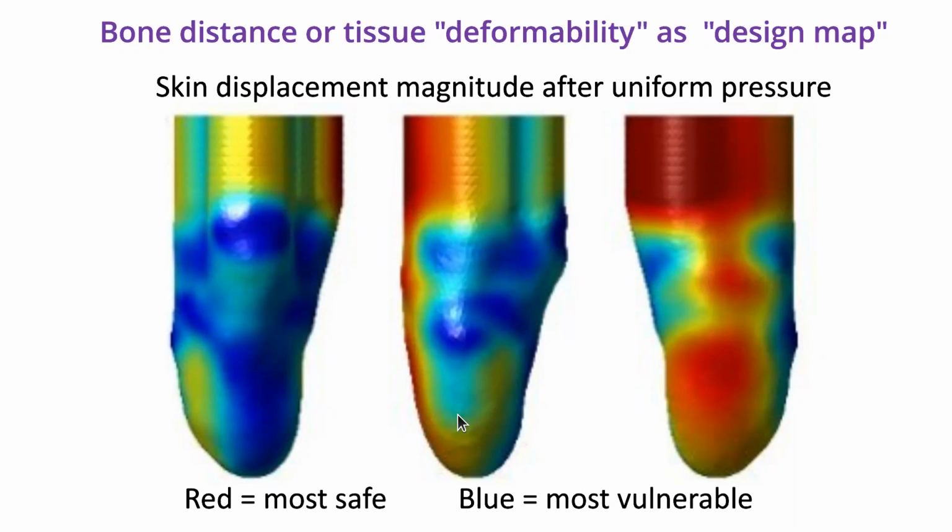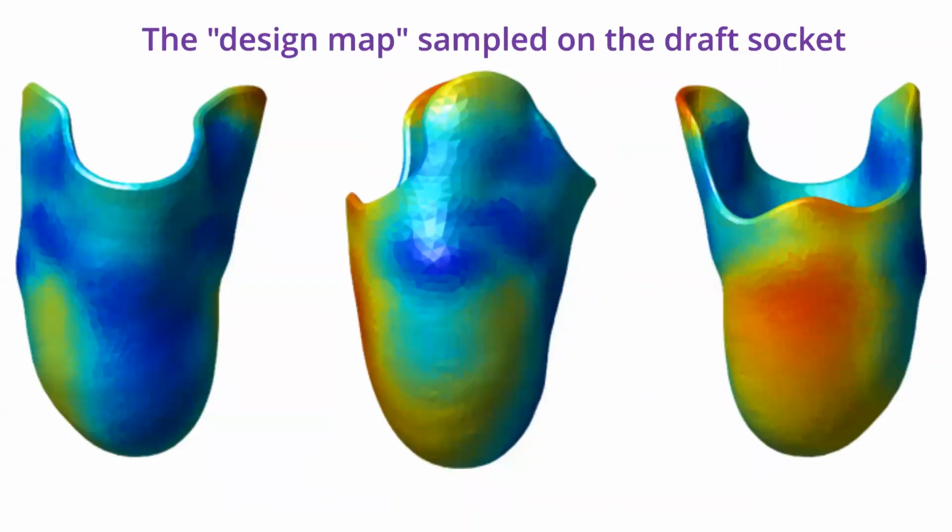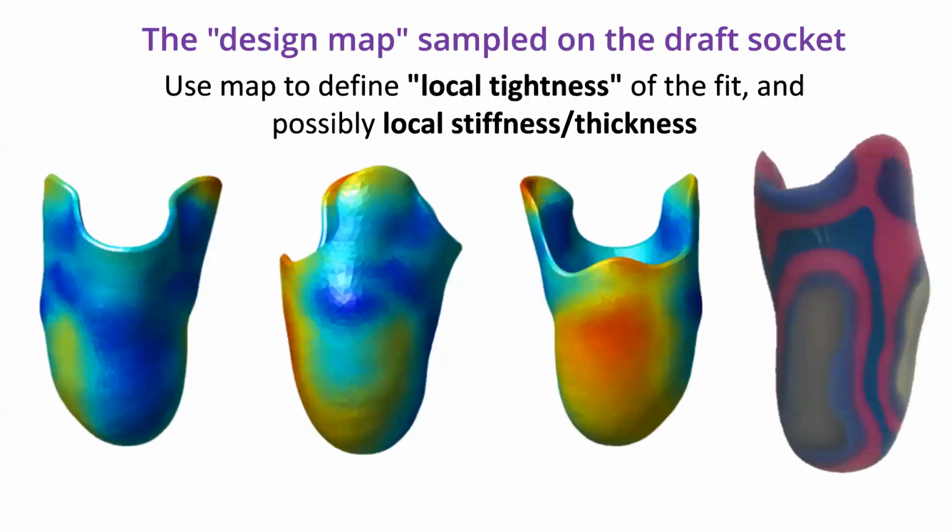Okay, so the prosthetist does this with their hands. They squeeze the tissue and feel where the bones are, and they adjust the mold in that sense. So this kind of replaces that step of the prosthetist. And we can map this straight away to the socket design. So now we have, this is still a draft socket, but now we have sort of a design map, which we can use to distort it and morph it and change its shape. This should be the subject of optimization, by the way, but this is just an initial guess. So we use this map to define the local tightness of the fit and also possibly local stiffness. So if you have a very fancy 3D printer, like on the right, we could create a soft region over the shin bone, for instance, and at the fibular head, if you wanted to.